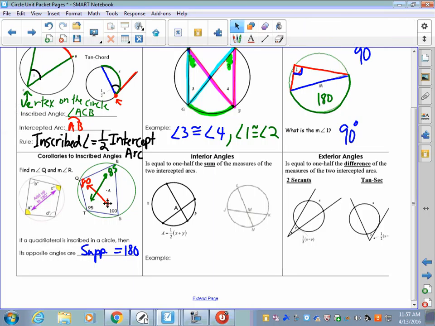We're looking at when the vertex is either in the circle or outside the circle. In order to understand this, we need to highlight some key information. Now, if I have an interior angle, that means the angle is inside the circle. It is going to be equal to the sum of the two intercepted arcs. That's very important too. One of the arcs is arc Y, and the other arc is X. And then we're going to add those up.